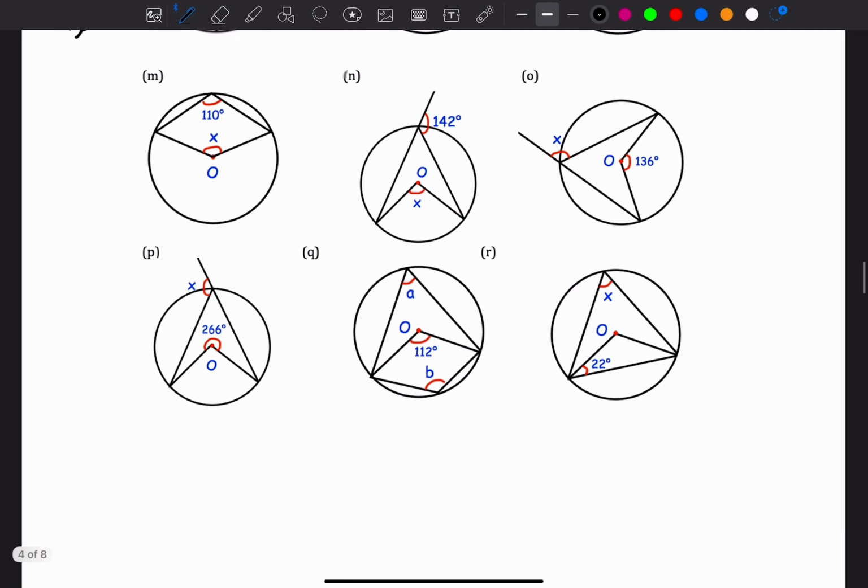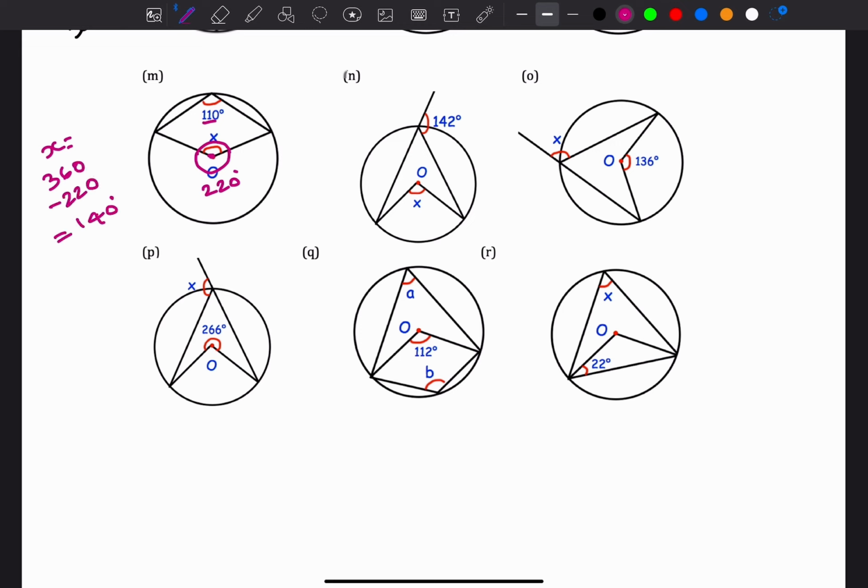This one, okay. What will this angle be? This angle is double the angle at the circumference. The angle at the center is double the angle at the circumference. So this will give you 110, double it is 220, but x is not 220. X is around a point, and the total angle around a point is 360. So 360 take away that 220 will give you 140.